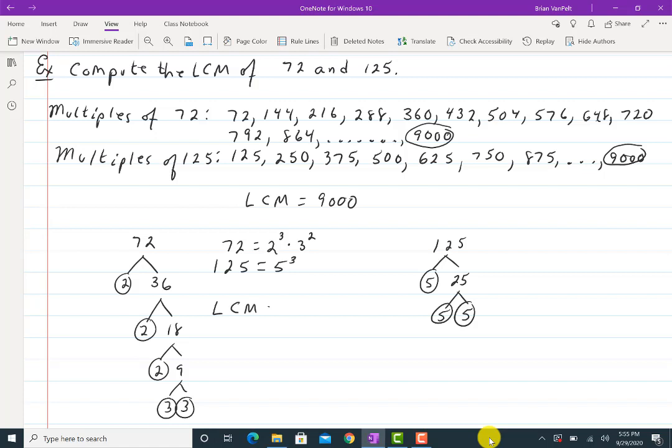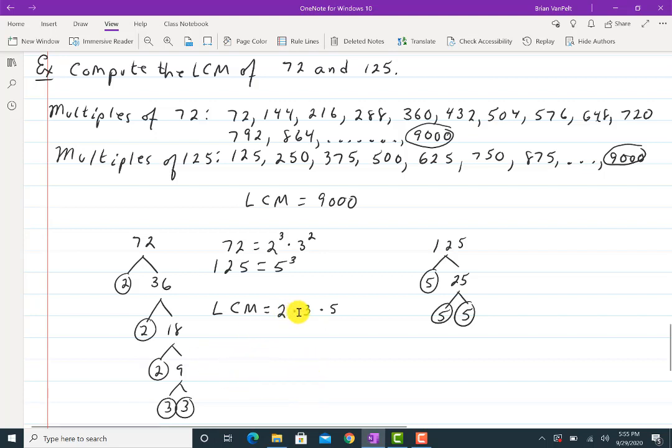LCM equals. Here's what you do. Look at all the prime numbers that are involved in all the numbers. To make up 72, I used 2s and 3s. To make up 125, I used a 5. So for my LCM, what I'm going to do is put all of those prime numbers like so. My next task is to figure out the exponents.